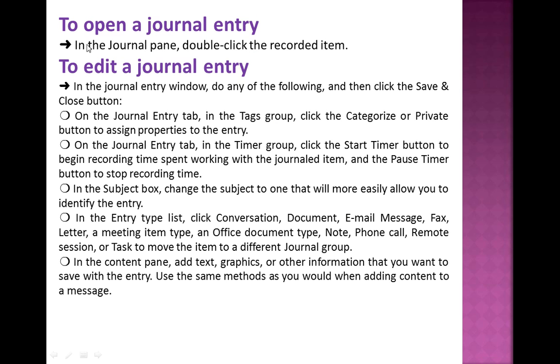Then how to open? Go to the journal pane, double click the recorded item. Then how to edit? Go to the journal entry window, do any of the following and then click the save and close button. Means if you want to edit, simply go to the journal entry window and do the following task. On the journal entry tab in the text group, click the categorize or private button to assign properties to the entry.